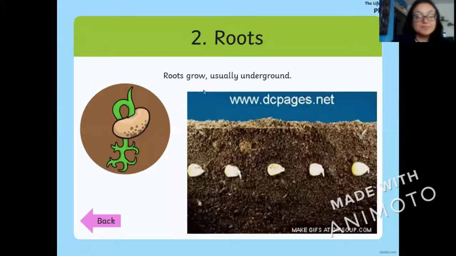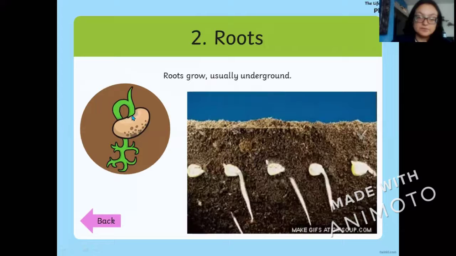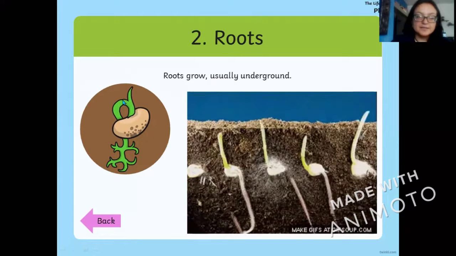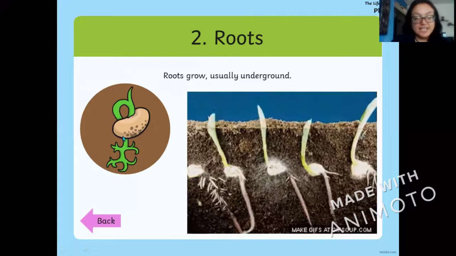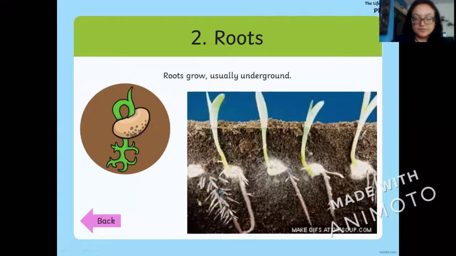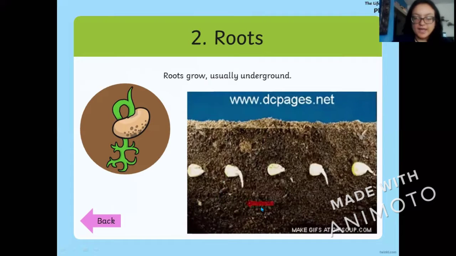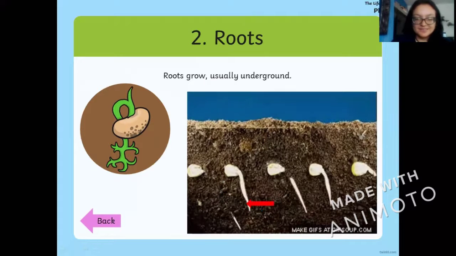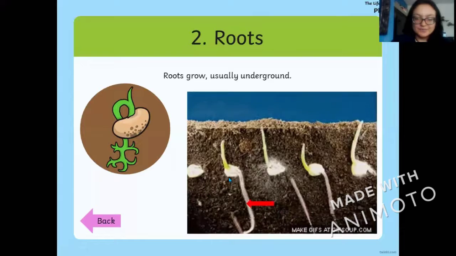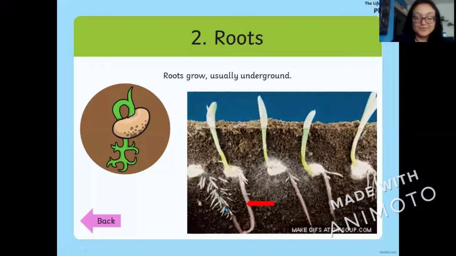In here the roots grow usually underground. Observe here how they grow. At the beginning they're coming up, but then they change the direction and they go down. As you can observe here, we have the roots coming. Can you see that? Wow, how wonderful they're growing. Different roots, and observe these ones that are coming out. Great.